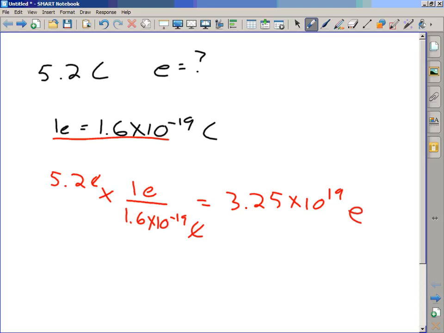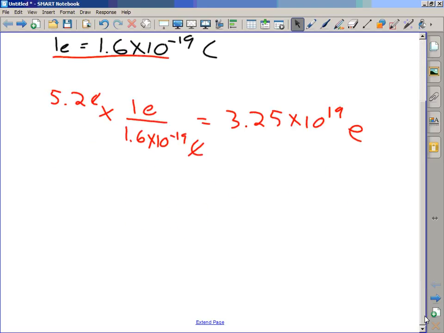And that is a whole number, right? Yeah, I know it's 3.2, but it's in scientific notation. Times 10 to the 19th means take that decimal and jump it 19 times to the left. Okay? This is a large number. A large number of electrons makes up a coulomb. Okay?